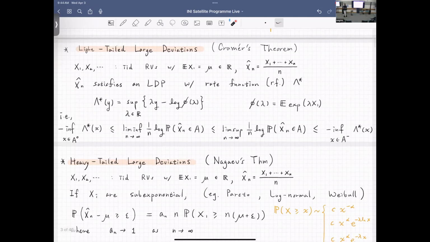So the first large deviations principle was probably Cramér's theorem. And the statement is simple. You have IID samples, real valued, mean mu, and take the sample mean. Then the sample mean satisfies a large deviation principle. And the rate function here is the Fenchel-Legendre transform of the log moment generating function.